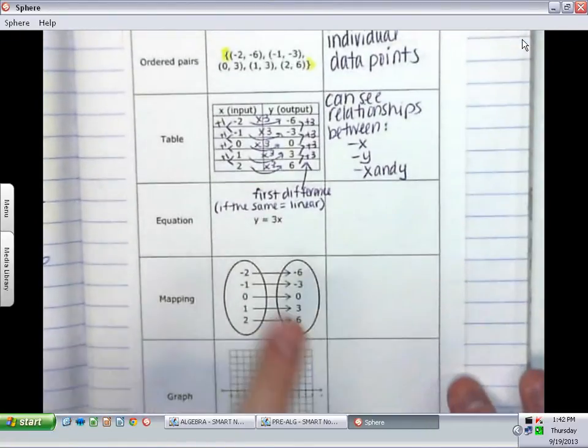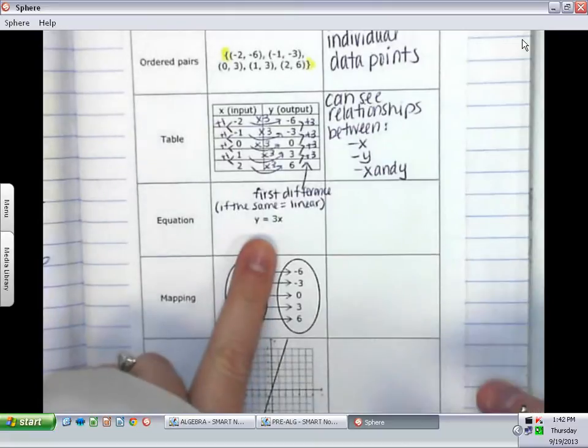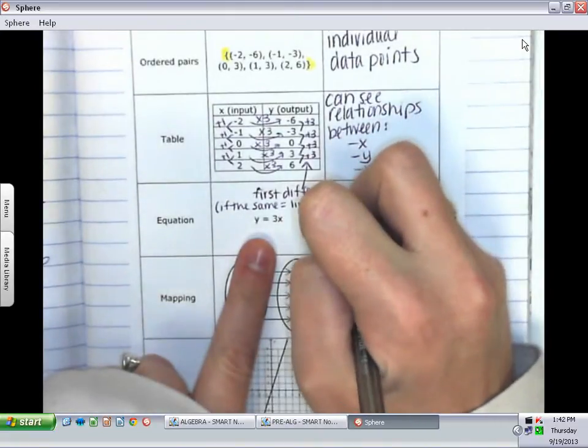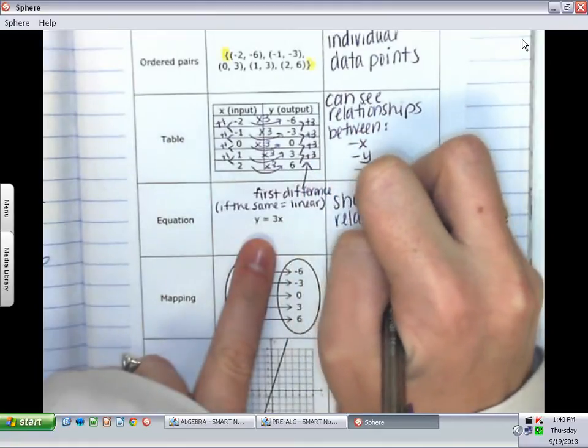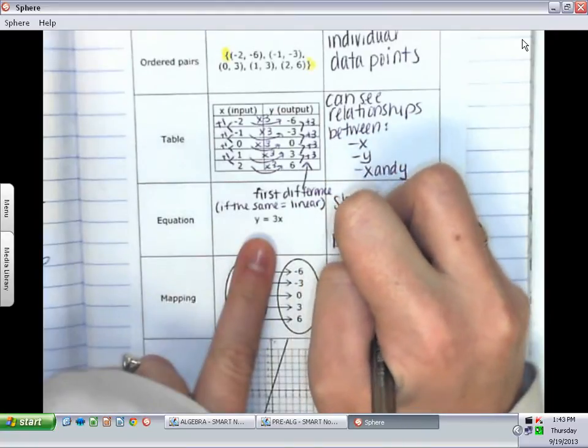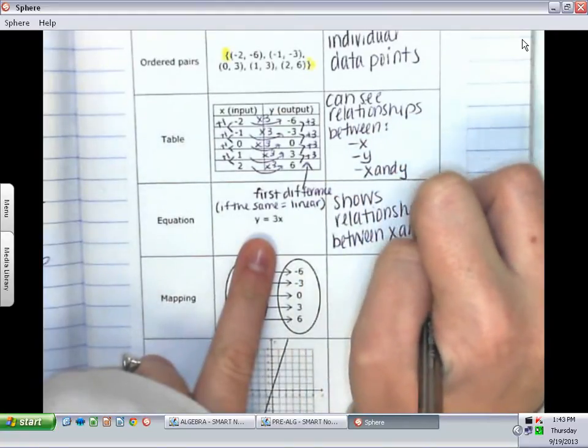The next one we have here is just an equation. You have seen equations before. This shows a relationship between X and Y, just written in a different form.